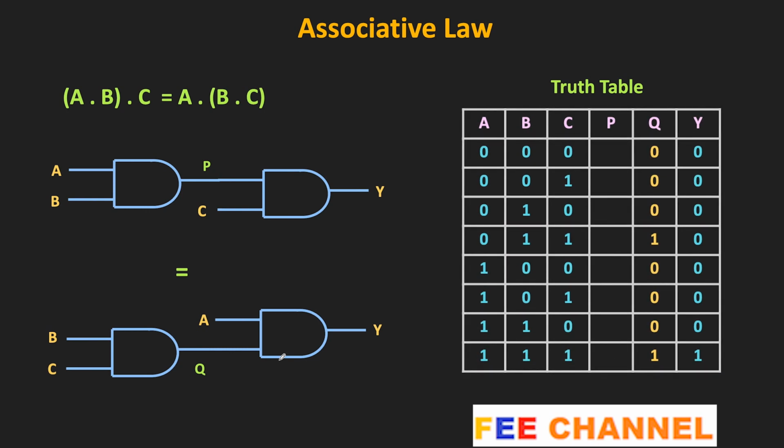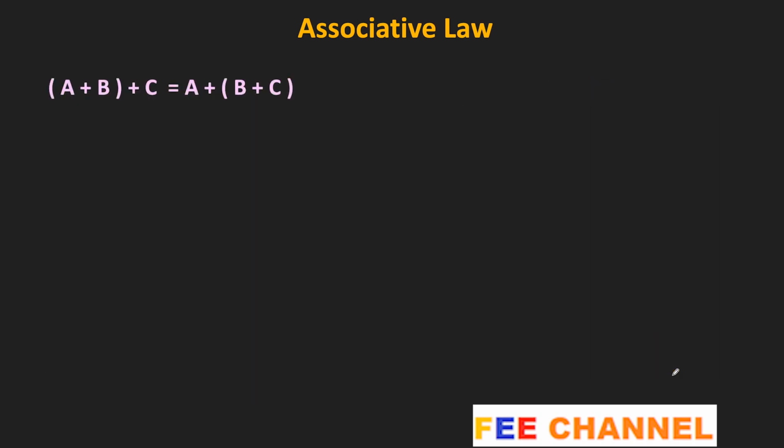Similarly, now let's find the Y for the second circuit. First, let's find this Q. This Q is high when both B and C inputs are high. Now, this Q is ANDed with A. Once again, the AND operation of A and Q is high when both inputs A and Q are high, and that is happening only in the last possibility. So, for the second circuit also this output column Y remains the same, which proves that both expressions are the same.